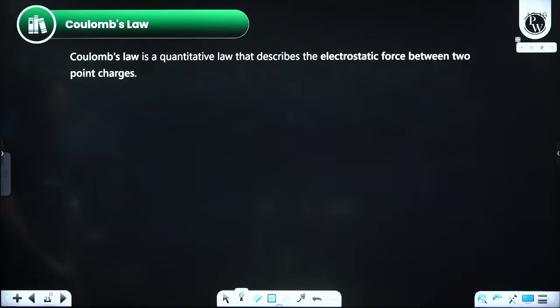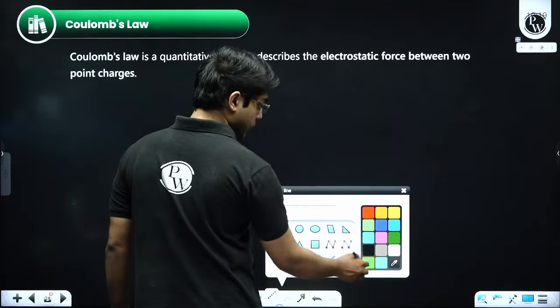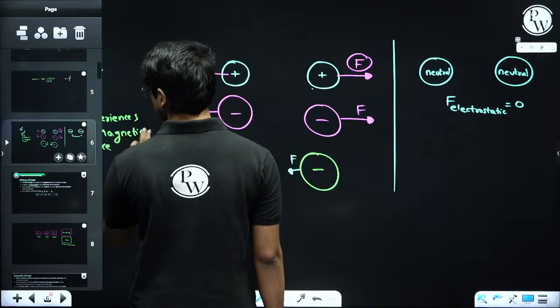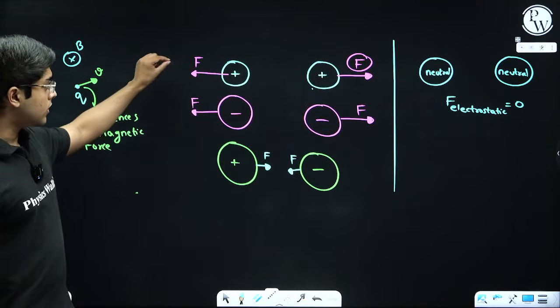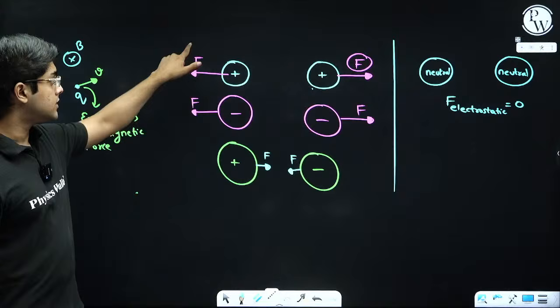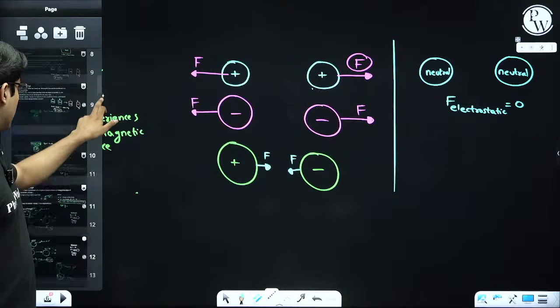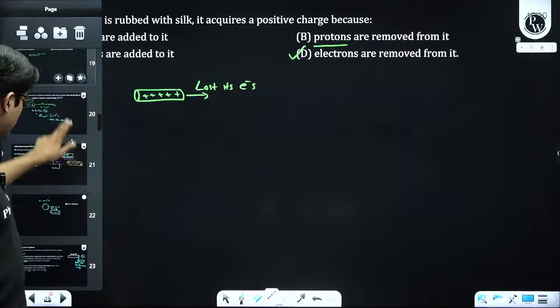Yes, so now let's get started with Coulomb's law. So Coulomb's law essentially tells us about the magnitude of that electrostatic force which we covered over there, right? So we understood that like charges repel and unlike charges attract. Coulomb's law is an experimental law which tells us about the magnitude of this force. Okay, so mathematically, what is that magnitude? That is what Coulomb's law tells us.